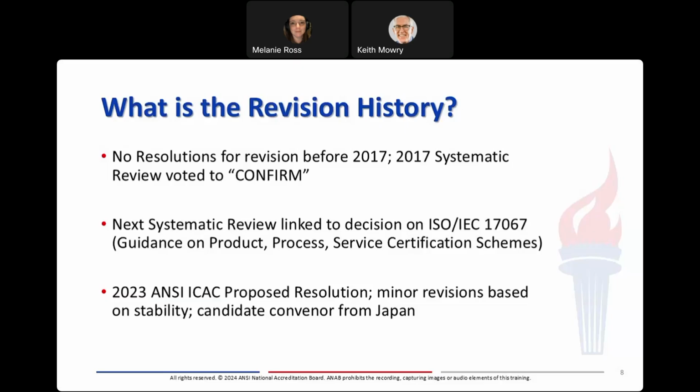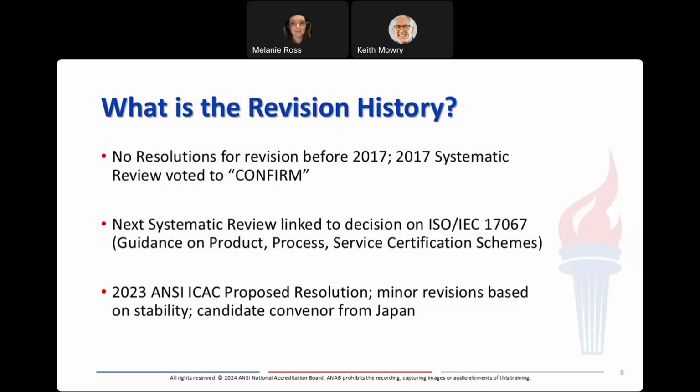Now you're saying, well, wait a minute, that's 6 years and not 5. Well, that's because the systematic review ballot for 17065, by a decision by CASCO, was linked to a similar systematic review for its sister standard, ISO IEC 17067, which is a standard that provides guidance on product, process, and service certification schemes. So we were all teed up, ready to go for a 2023 systematic review.